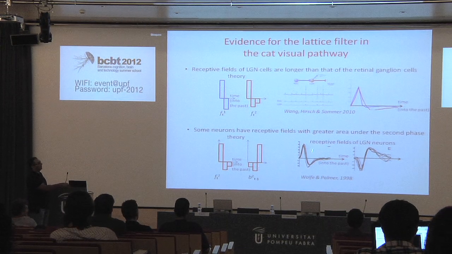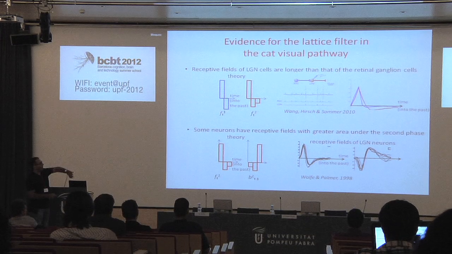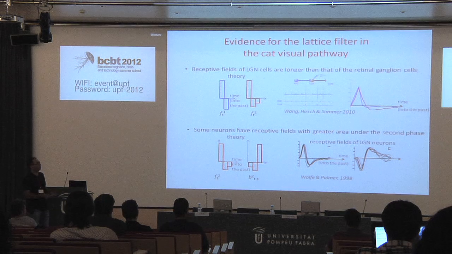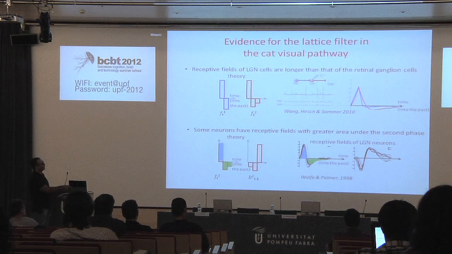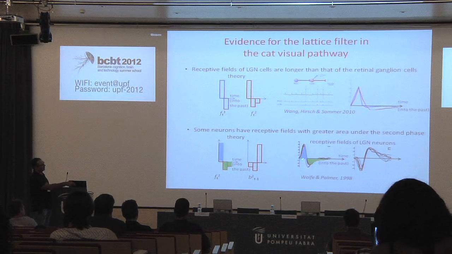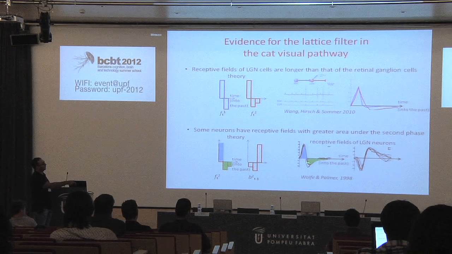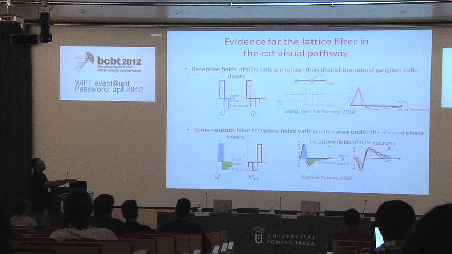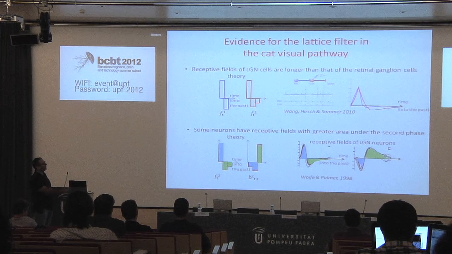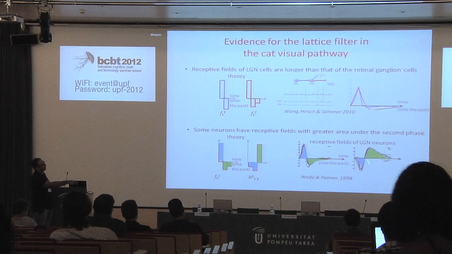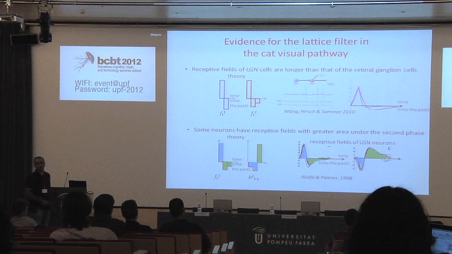Now, the sign of the response is not important. You can turn it around, you know, switch between on and off cells. That's not important. What is important is the relative weight or area under the curve for the first phase versus the second. Here, the area under the first curve is bigger than the second, as you would expect from the forward filter. But here, the area under the second phase is greater than under the first, as expected for the backward filter.